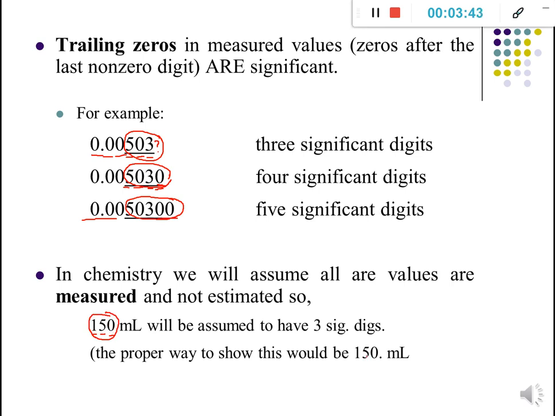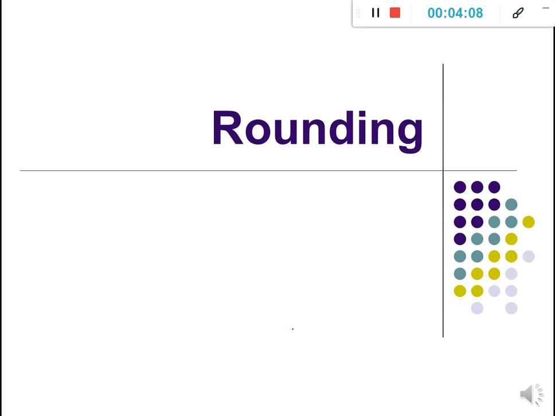To be sure, what you can do is put a decimal after the 0, and that would tell the reader for sure that we know that this is definitely a 0, not a 3 or a 1, and therefore it is significant. However, if you see a value in chemistry that just says 150, even if it's not written well, in chemistry, I'm going to ask you to count that as 3 significant digits, the 0 as significant.